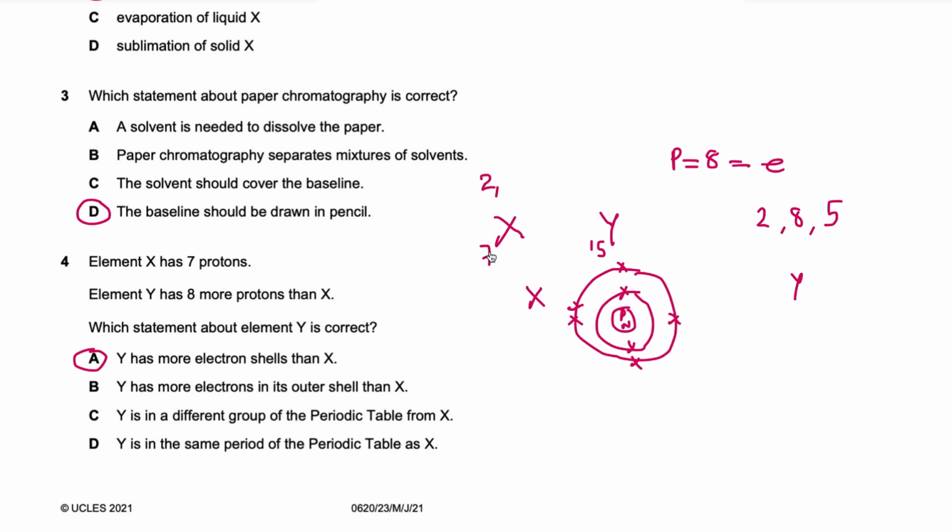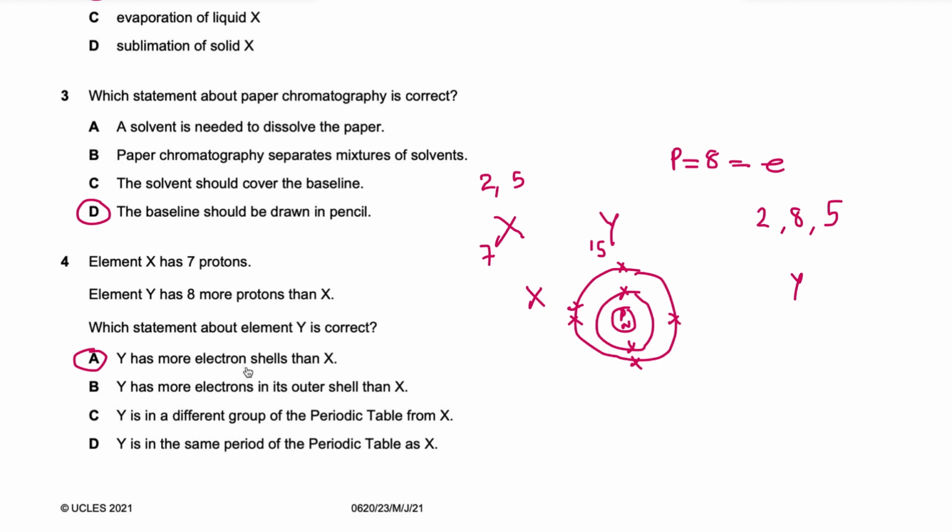Since the number of protons is 7 and the number of electrons is also 7, if you draw the electronic configuration, you have only 2, 5. Okay, for this one you have 2 shells. This one you have 3 shells. Y has 3 shells, right? If you look at them, they both have 5, the same number of electrons in the outer shell. The outer shell of this one is 5, the outer shell of this one is 5. See? So A is correct.